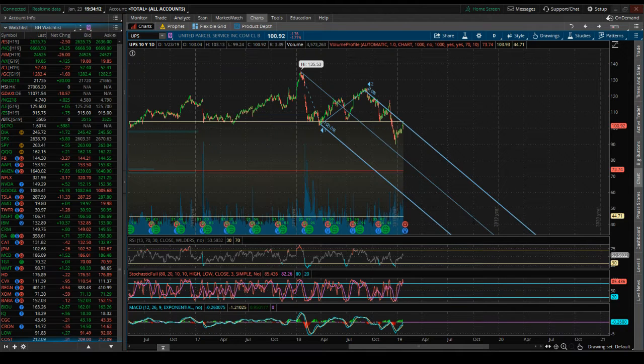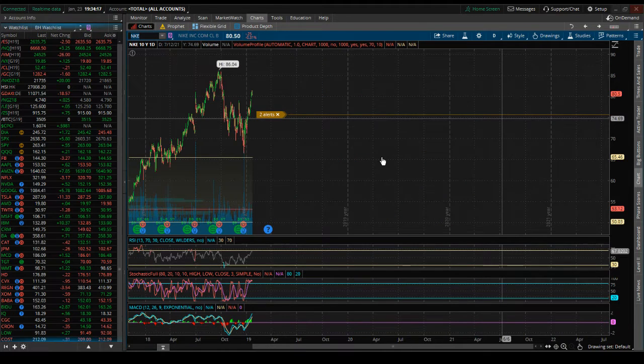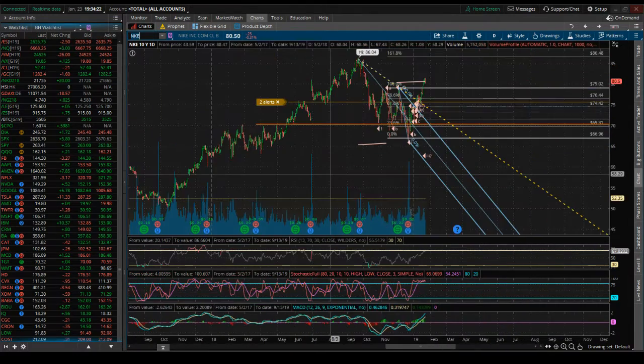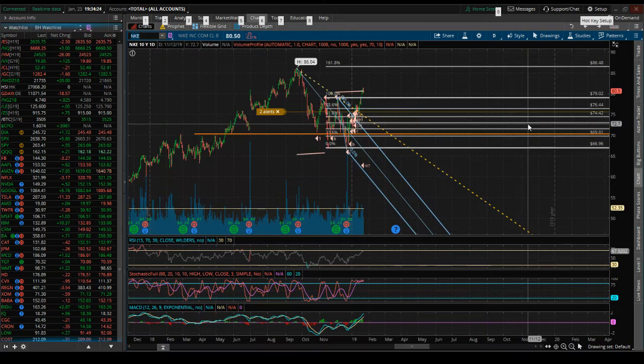Matt, what's going on? Noah's requested Nike. That's so cool. Yeah, so let's take a look at Nike. Obviously a really fun stock. They make cool shoes and cool clothes and everything like that. And it's actually doing pretty well.